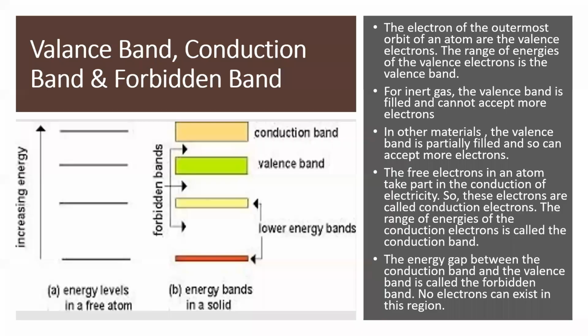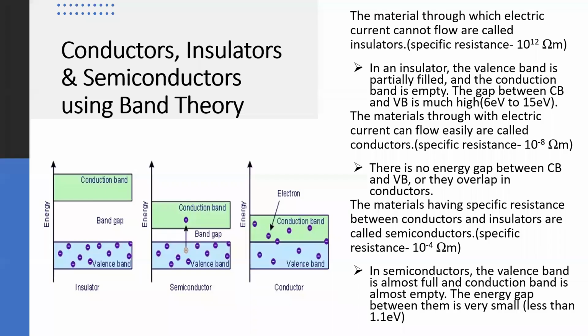Now, we consider different types of energy bands, and especially we focused on the valence band, conduction band, and forbidden band. So you should be able to answer what are valence band, what are conduction band, what is meant by forbidden band. And then you saw how to classify conductors, insulators, and semiconductors using band theory. So you must be able to draw a diagram showing the energy bands in insulator, semiconductor, and conductor. Is that clear to you? Yes.